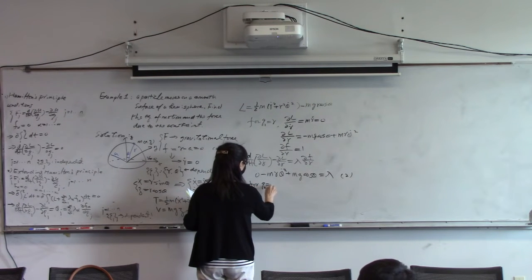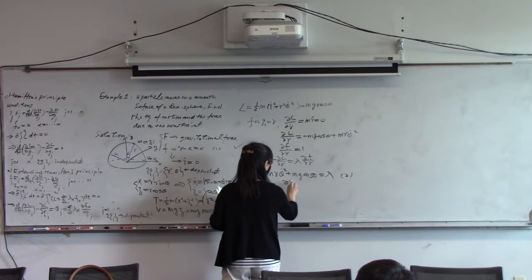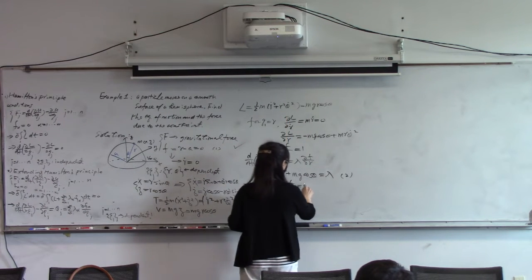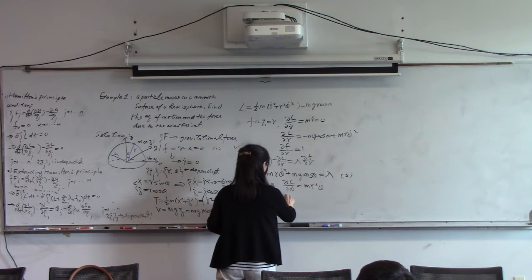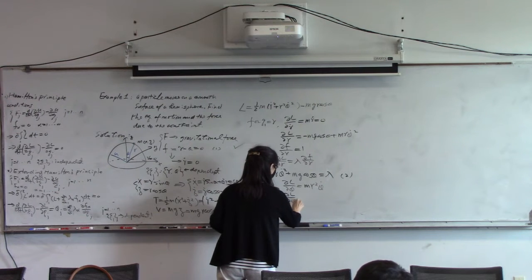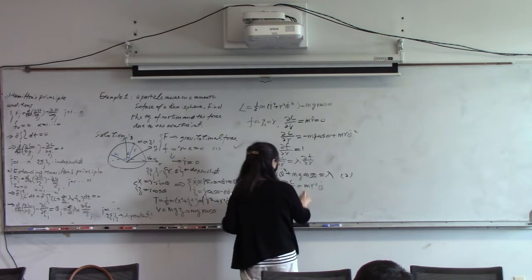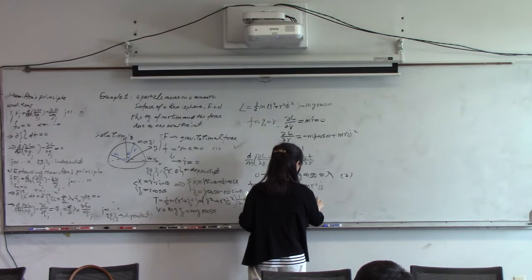For q2 equal to theta. Partial L, partial theta dot. The second term is m R squared theta dot, right? And the partial L, partial theta is here. It is plus mg theta dot.